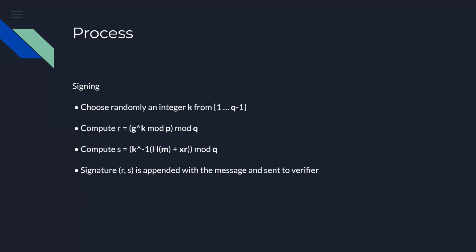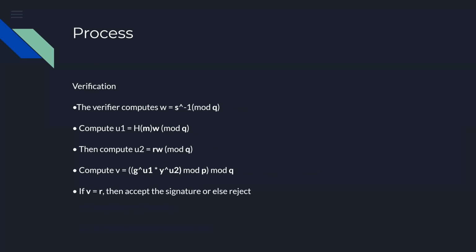And let's move on to the signing process. We need to randomly choose an integer key and compute R and S, and RS is the signature, which is sent to the receiver with the message. Let's look at the verification process. The receiver needs to use the signature and the message to get the verification parameter V. And if V is equal to R, then the message is valid.